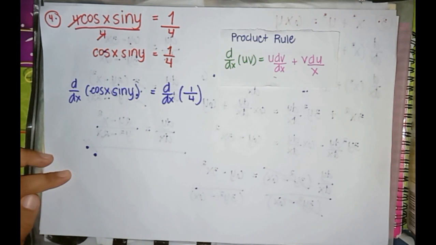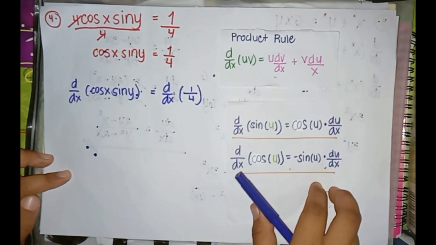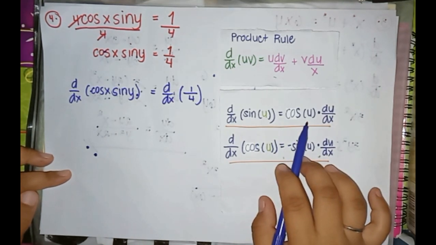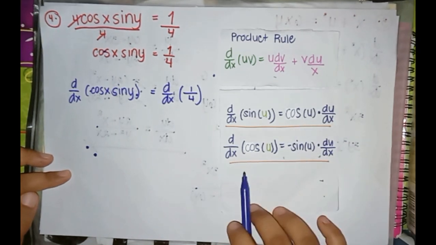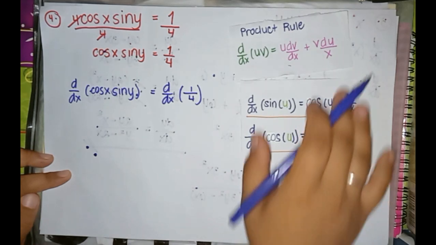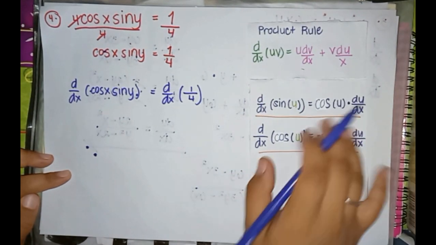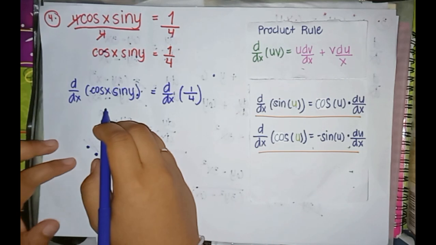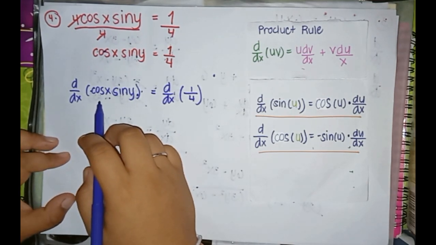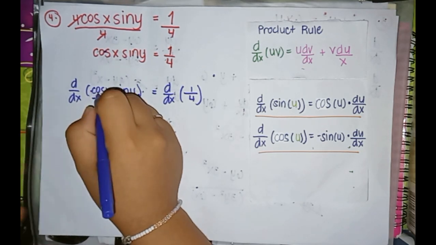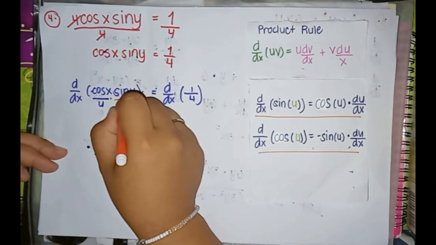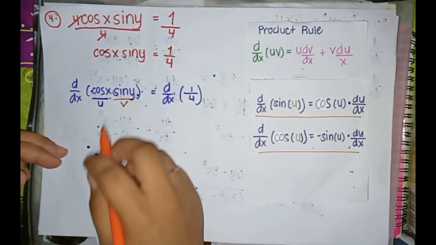Now, with involving the trigonometric functions, we also need to know the derivatives of the given functions. So we have the derivative of sine u is equal to cosine u multiplied by the derivative of u. And the derivative of cosine u is equal to negative sine u multiplied by the derivative of u. So since we have known this, we can answer this one. First, we have cosine x. Cosine x will be our u, and sine y would be our v.